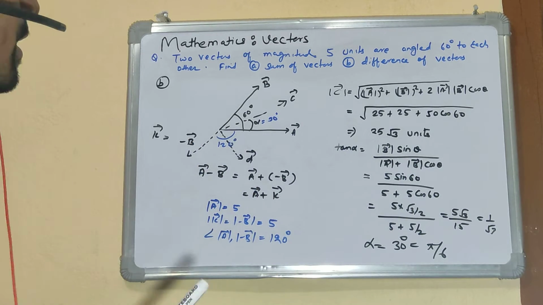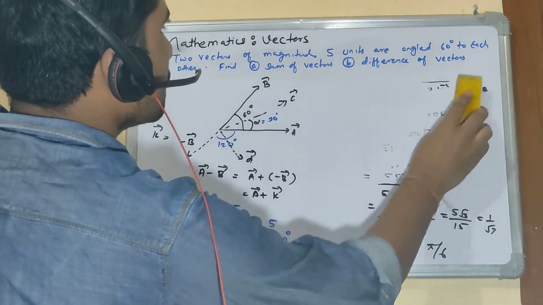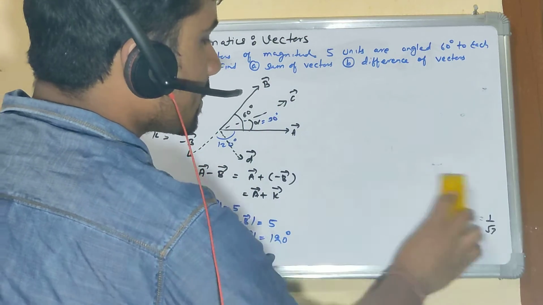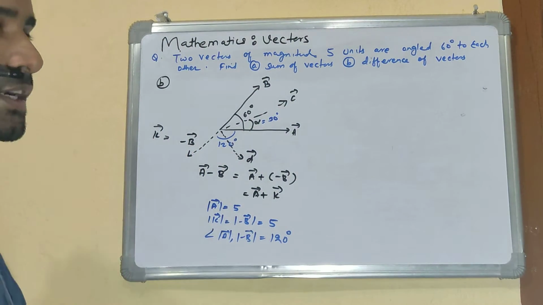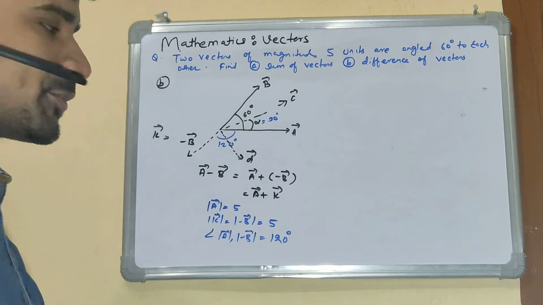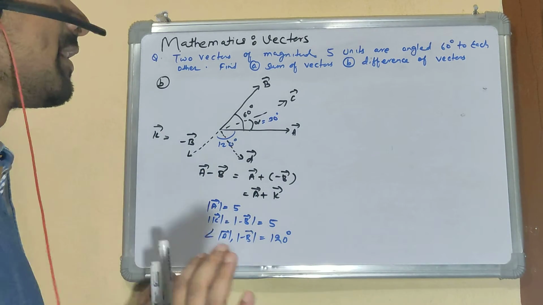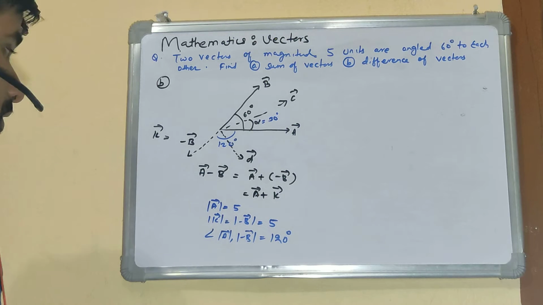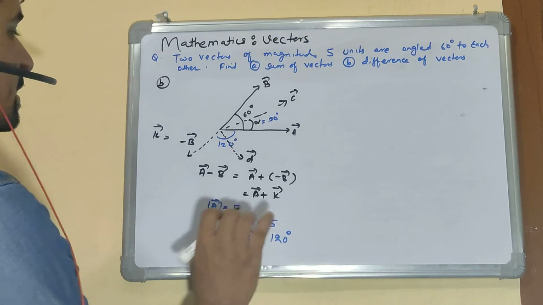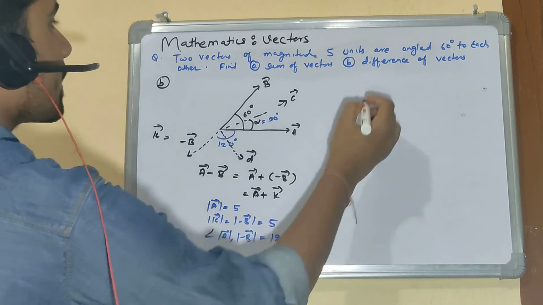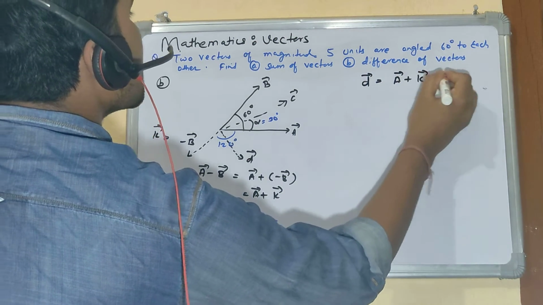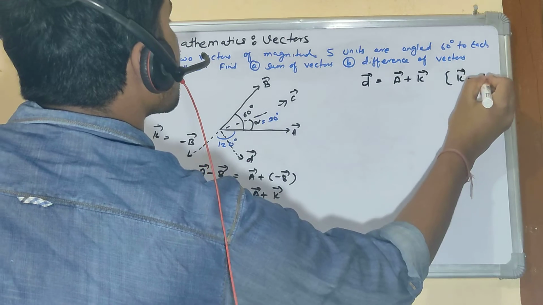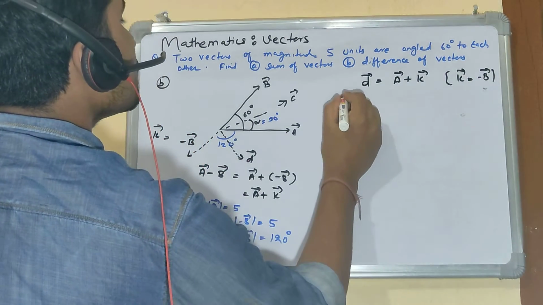Now we have the same formula because we are doing plus only, right? So let's do that. Let's forget that this was a question where we were doing the difference. We were calculating addition of two vectors which have magnitude 5 units and which are angled 120 degree now, right? Okay. So now d is the resultant vector, right? We need to find a vector plus k vector. K vector is nothing but minus of b vector. Okay. So d magnitude will be what?